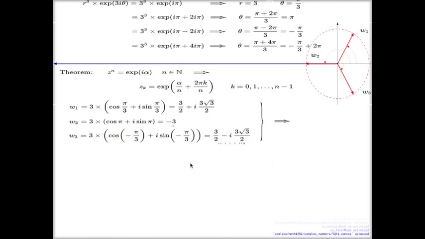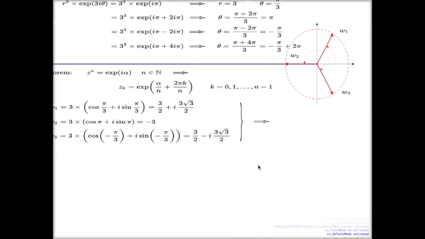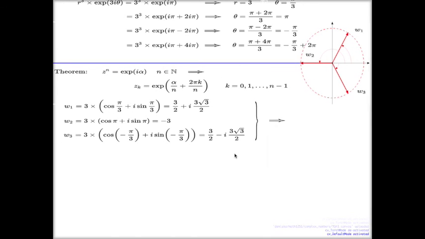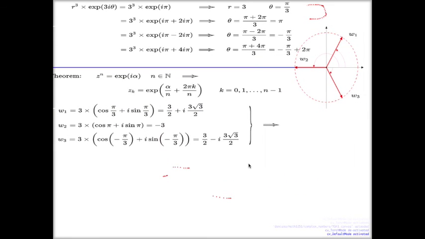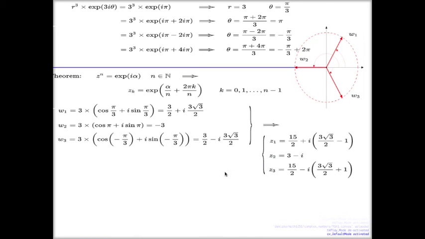If you now do a back substitution, if you now find Z, given that we know the value of W, by adding the extra 6i to these 3 values, the values for Z, here they are. Z1 is this. Oh, I hit Z3 again by mistake. Z2 is this, and Z3 is like so. And that's the end of the question.